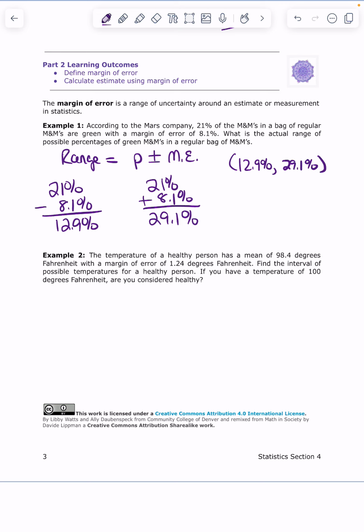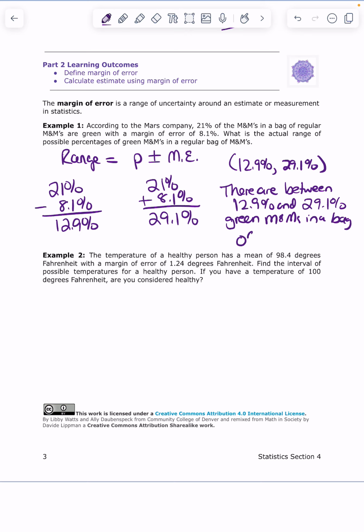29.1%. And putting it in words, we would say there are between 12.9% and 29.1% green M&Ms in a bag of regular M&Ms.